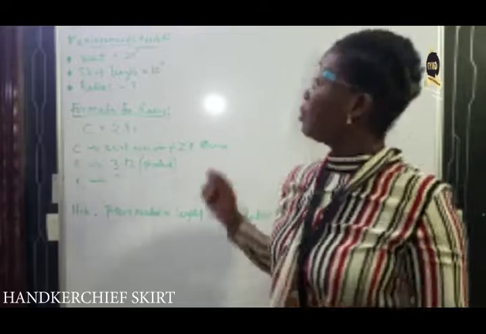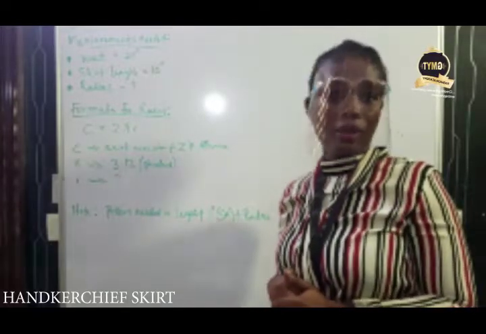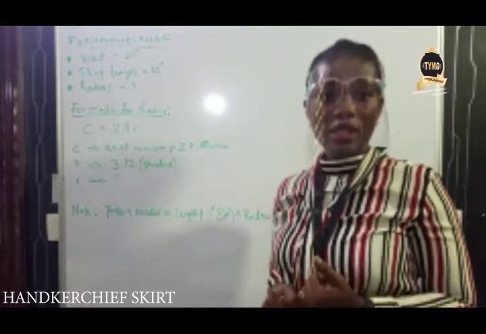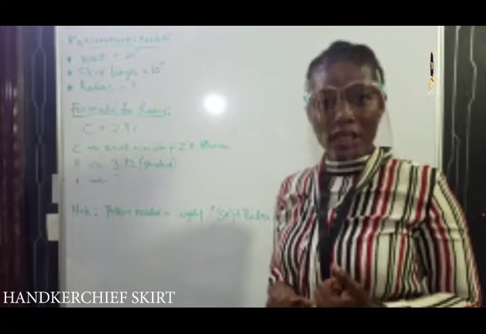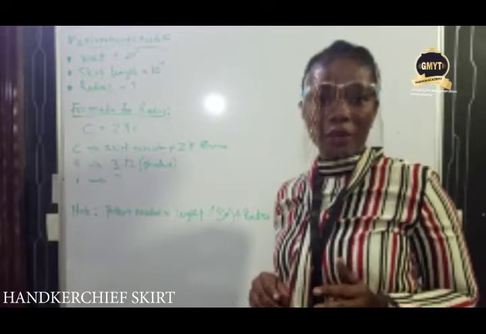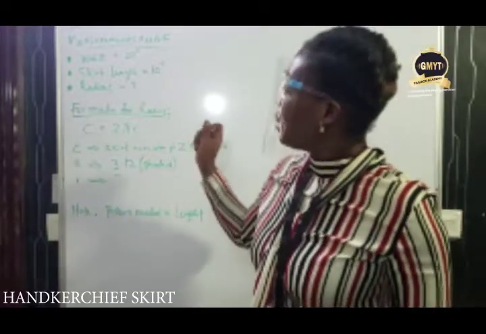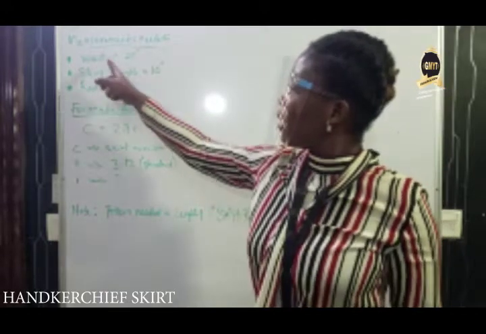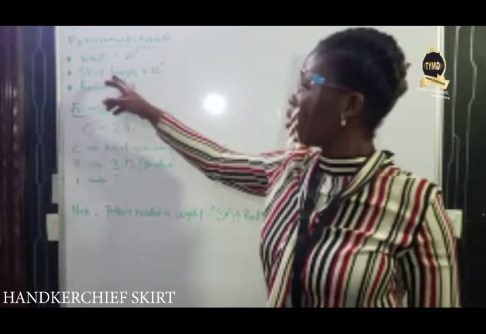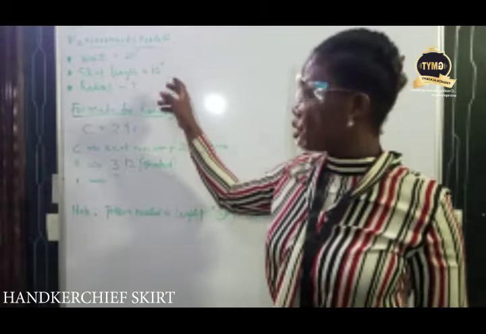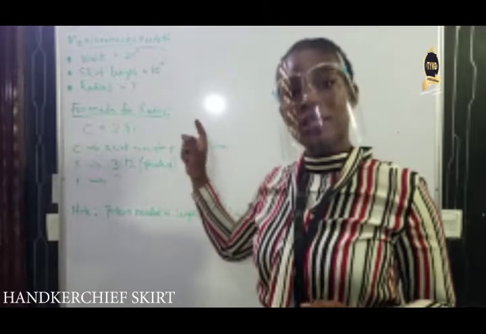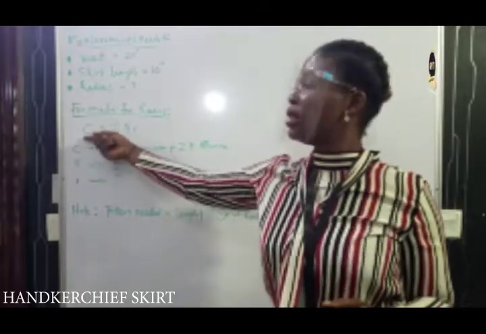Okay, so now let's go to what measurement will be needed to achieve your handkerchief skirt. The measurements needed: you need your waist circumference, then you need your skirt length, and you need your radius. To get the radius, you're not going to work with the hip depth or other stuff. So I give a figure here. Waist circumference is 20 inches, the skirt length is 10 inches, and your radius is what we are going to get. Now, the formula to get your radius, you are going to use this formula here.